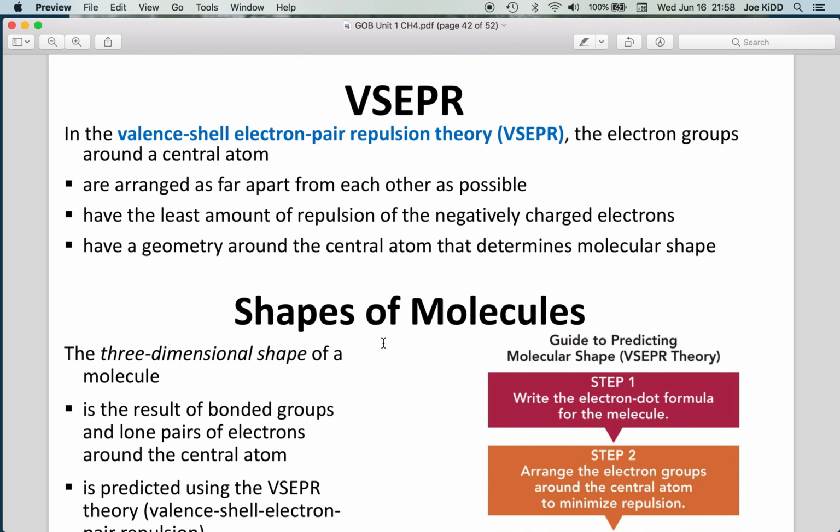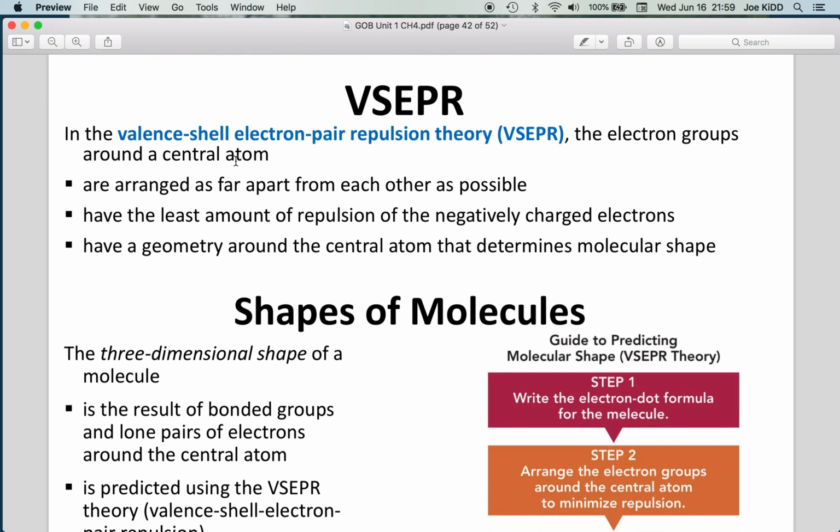One of the last topics that we're going to talk about in this chapter is called VSEPR theory. VSEPR theory stands for valence shell electron pair repulsion theory, and that's got a lot of words in it, but we can break it down and it makes a lot of sense. Valence shell. Okay, we know what the valence shell is. Valence shell is the outermost shell of the atom. Valence shell electrons are the electrons that live in the outermost shell of the atom.